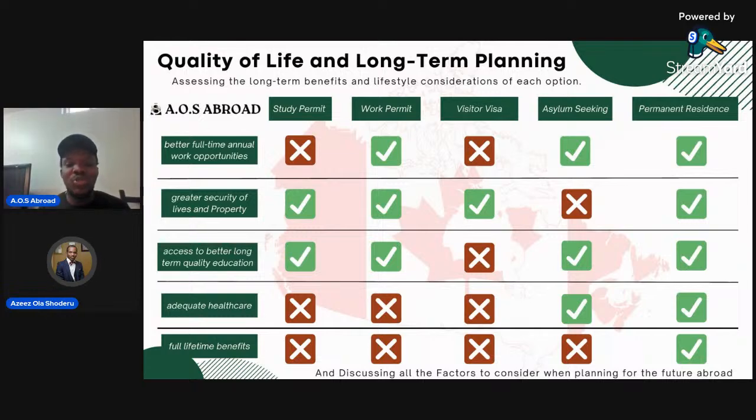And of course, you could get full lifetime benefits when you come into Canada under the permanent residence route because you have the opportunity to get social benefit. Like some of us have been getting social benefit from the government at least twice now. The government has paid us this year. You could also have that access, especially if you have a family and you have children coming with you to Canada.